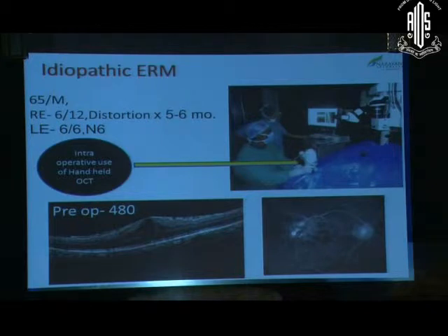So this is a case of idiopathic ERM. Idiopathic ERM is where there is no underlying ocular pathology. This patient is a 65-year-old male. He complained of distortion since 5 to 6 months, and the left eye was okay. And here the patient was given the option of surgery.